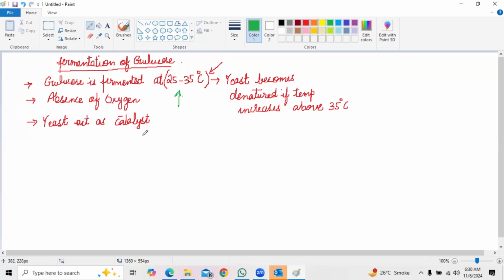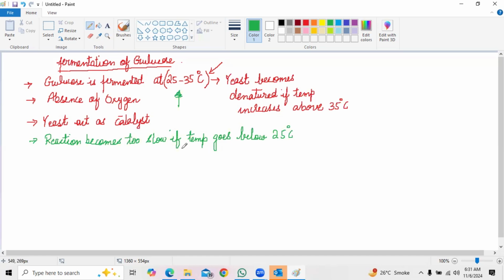Okay, now what is going to happen? If we keep the temperature below 25 degrees Celsius, then what will happen? Reaction would become very slow. Okay, so the reaction becomes too slow if the temperature goes below 25 degrees Celsius. Okay.